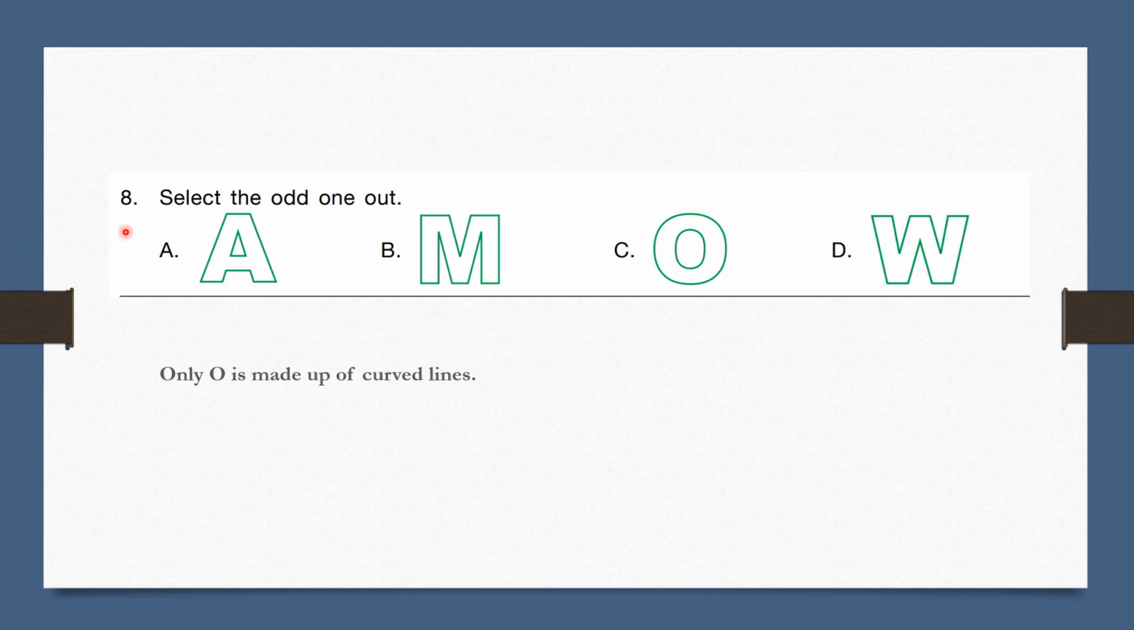Question number 8. Select the odd one out. So let's look at the option A, M, O, W. If you see A, M and W, all three are made of straight lines or the slanting lines. But the O is made of curved lines. So it is odd one out. So our answer is option C.